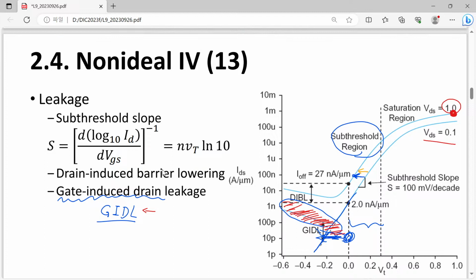Okay, so then what is the physical origin of this GIDL phenomenon? That is attributed to the band-to-band tunneling inside the silicon, but I will not cover that physical mechanism. But anyway, there is another mechanism. Then my question is, how about this one, this guy? How about the dipole? What is the physical mechanism of a dipole?